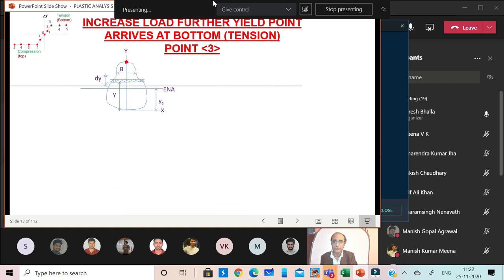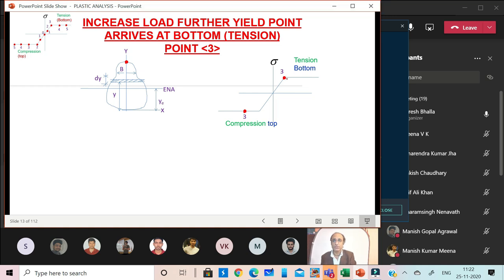Now let's go to point number 3, and point number 3 is such that the tension side and compression side both are now yielding. So what happens on the compression side? Compression side, we had already reached the yield point, so the compression side has moved a little bit further. And the tension side, we have reached point number 3 such that it's just the yield point. But the section has not yet ruptured. Why has it not ruptured? Because we assume that the metal is highly ductile. It can still carry further loads.